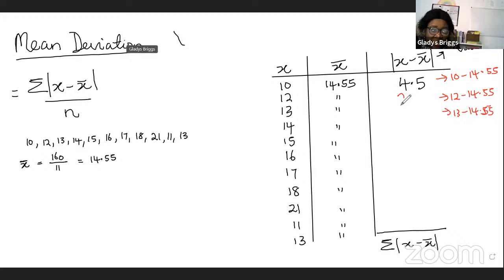So here you should get 2.5, and here you should get 1.5. 14 minus 14.55. 10 minus 14.55. Yeah, 4.55. Yeah, well done, 28.45. Well done. Someone's got it already.